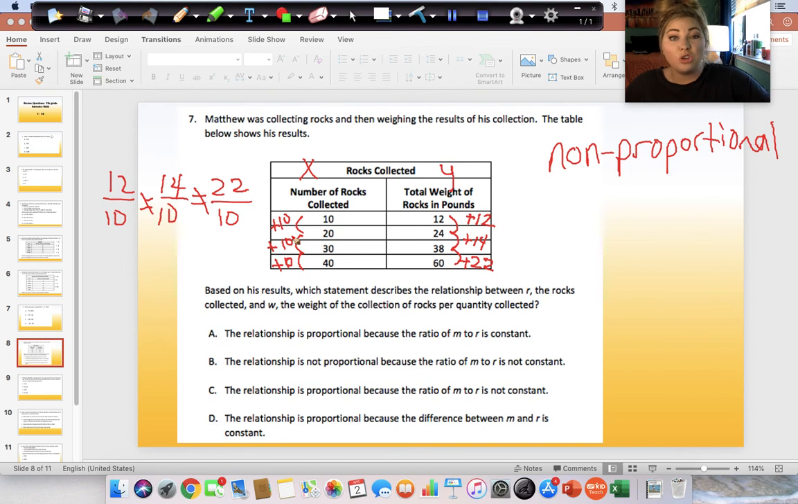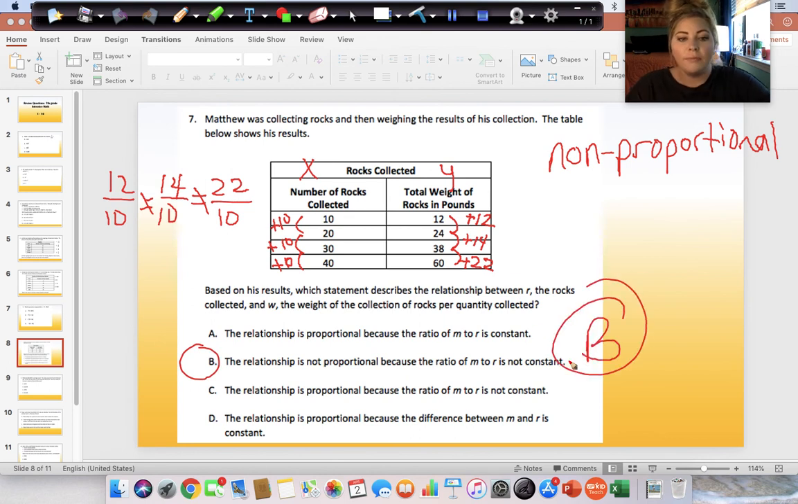The only answer choice it gives us that says that it is not proportional is actually B. B is not proportional. So B is our answer choice here.